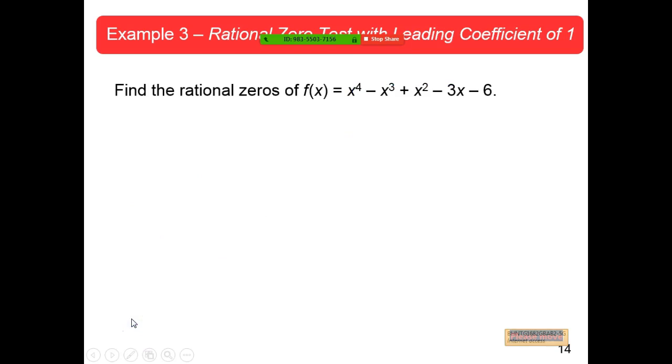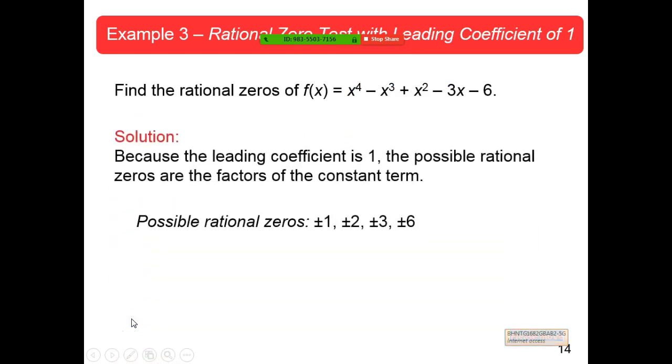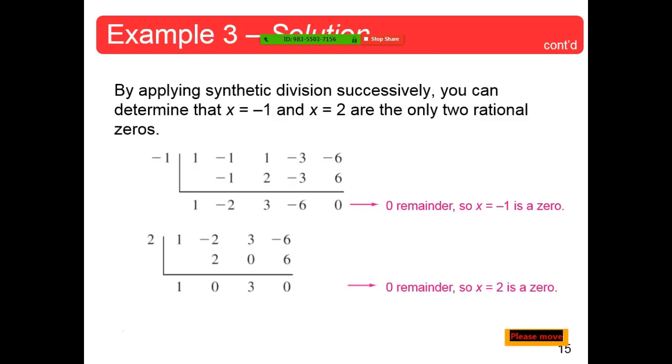All right, let's see how they do it. Because the leading coefficient is 1, the possible rational zeros are the factors of the constant term, which is plus or minus 1, plus or minus 2, plus or minus 3, and plus or minus 6. Yeah, we got there too. They just skipped a step, but I wanted to show you the full way of doing it. Okay? And then they applied synthetic division successively.